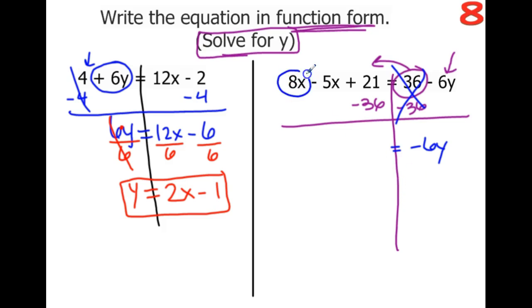One thing we forgot to do over here was to combine our like terms. 8 minus 5 should give us 3x, so we really have 3x here. And then 21 minus 36, there's more negatives, so I know it's going to be a negative number. If you want, you can plug that right in your calculator. Should give you a negative 15. And then last, the opposite of multiplying is divide. Divide by negative 6.